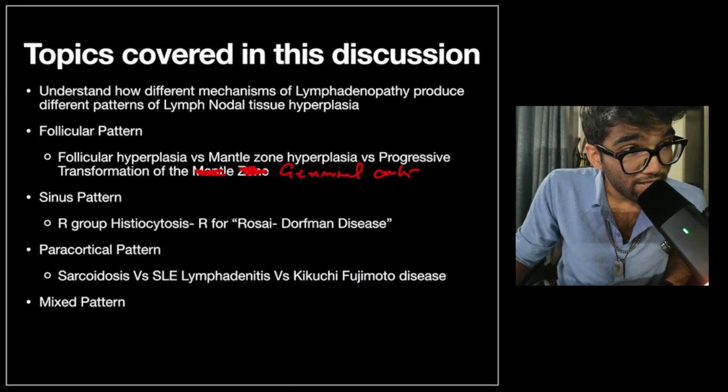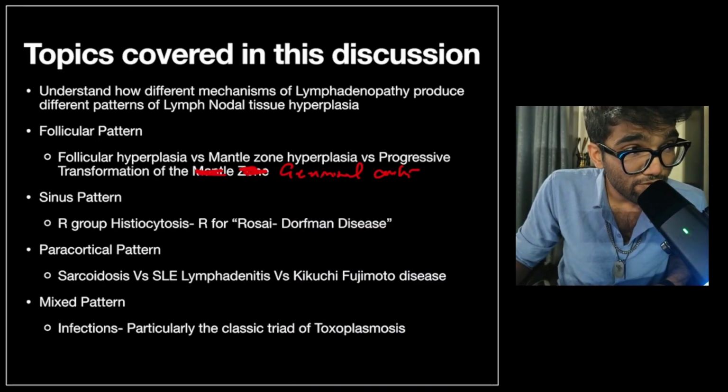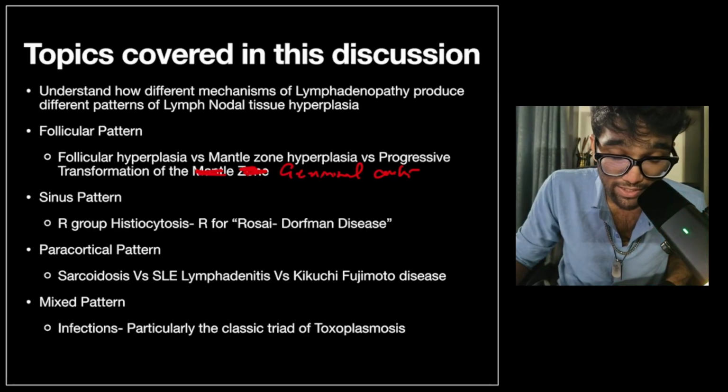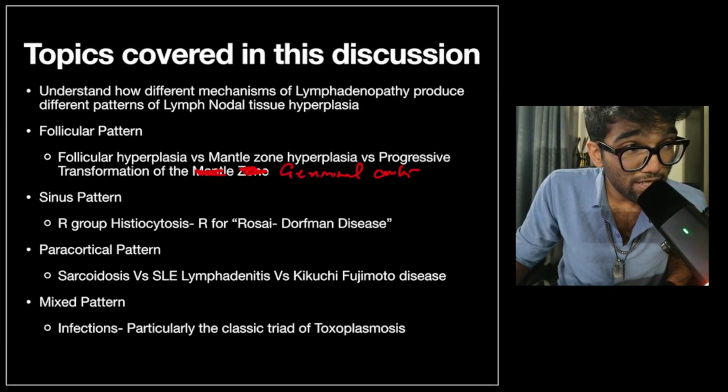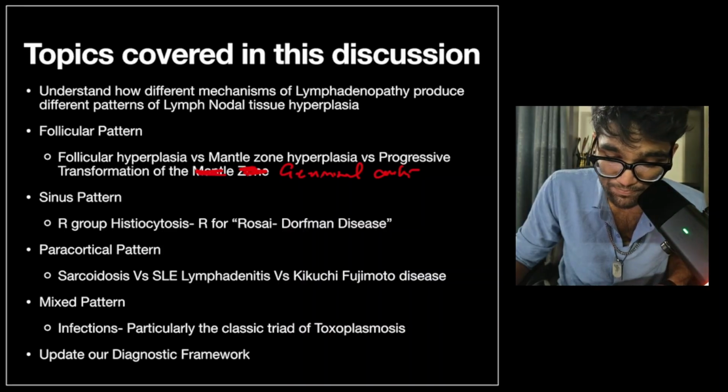Then I'll finally end with a discussion on the mixed pattern, and obviously infections can cause a mixed pattern because they cause multiple cells to get activated. So, in particular, we'll be talking about the classic triad of toxoplasmosis. And finally, we'll update our diagnostic framework, and it'll be the end of our discussion.